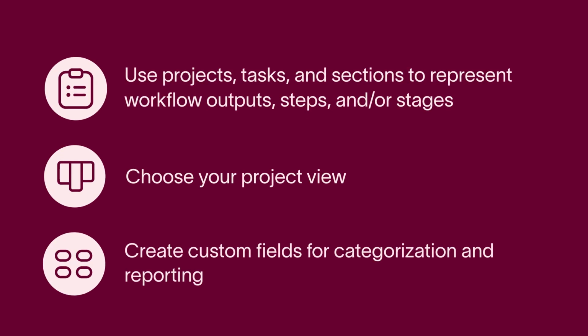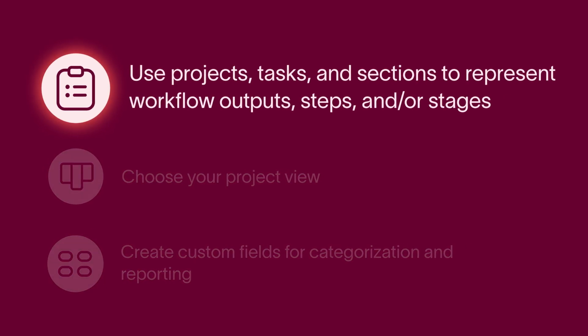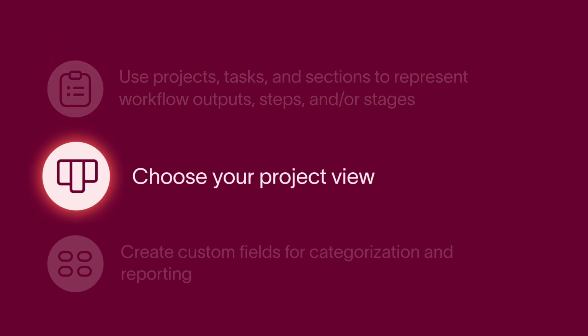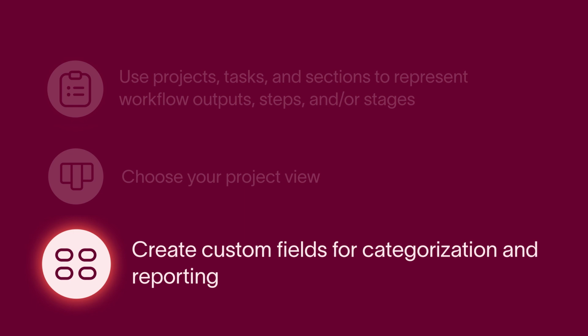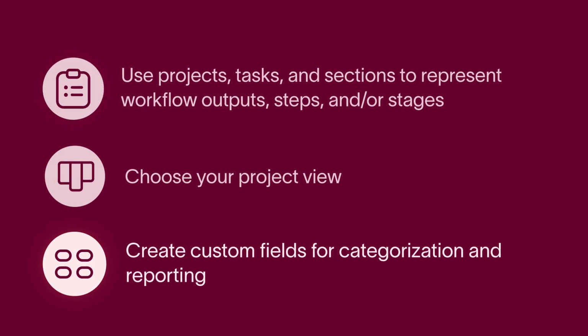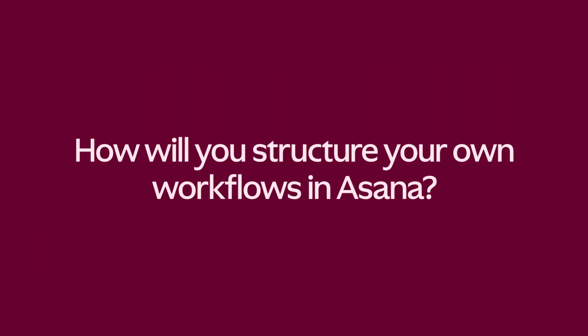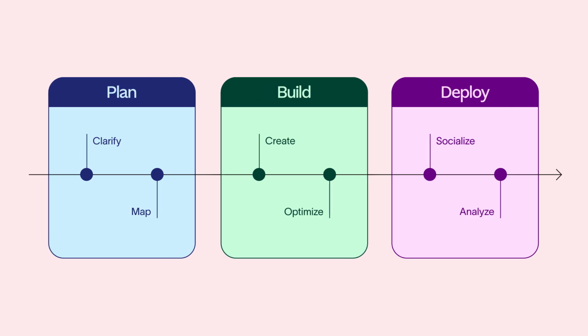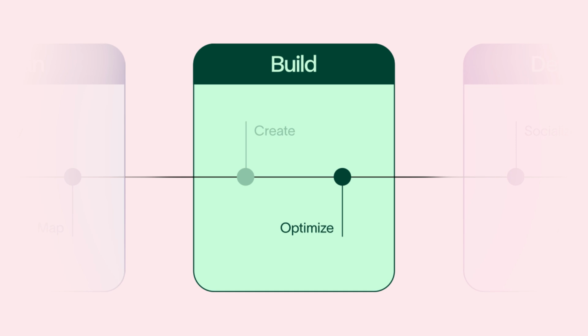Great work, Alan. To recap, we learned to create the foundation of a workflow. Use projects, tasks, and sections to represent your workflow outputs, steps, and stages. Choose an appropriate project view, and create custom fields for categorization and reporting. Take a moment to consider, how will you structure your own workflow in Asana with these foundational elements? Up next, you'll explore how to further optimize your workflow using additional Asana features.